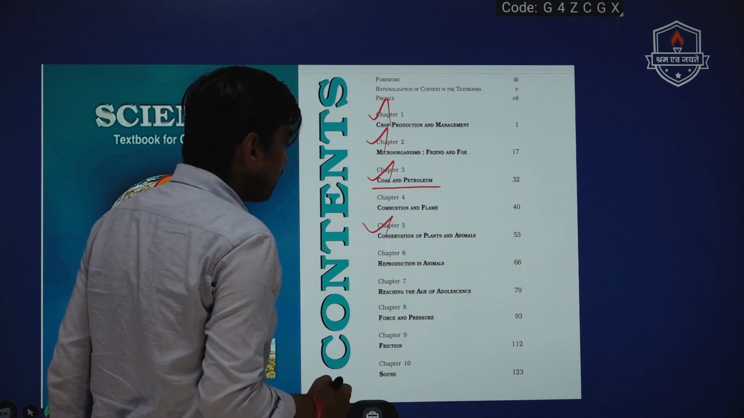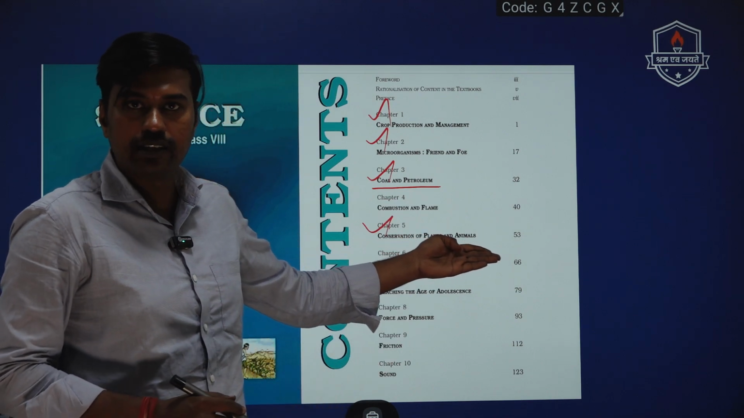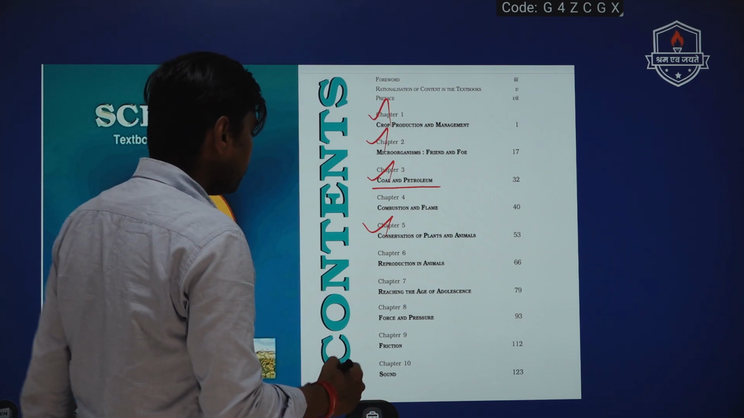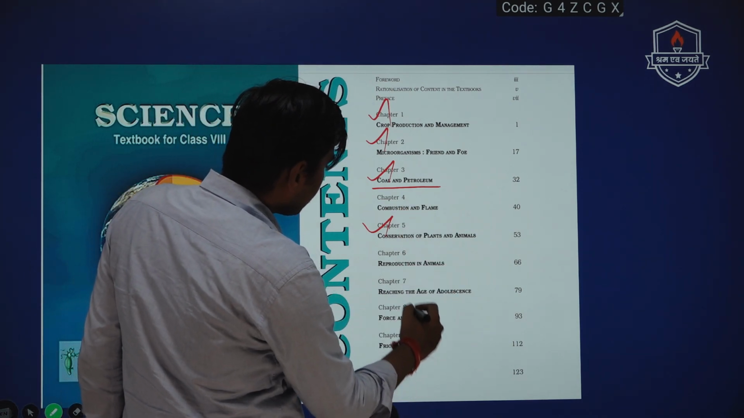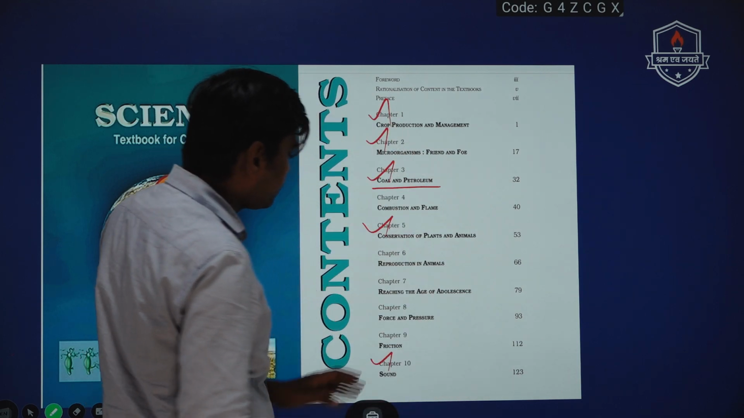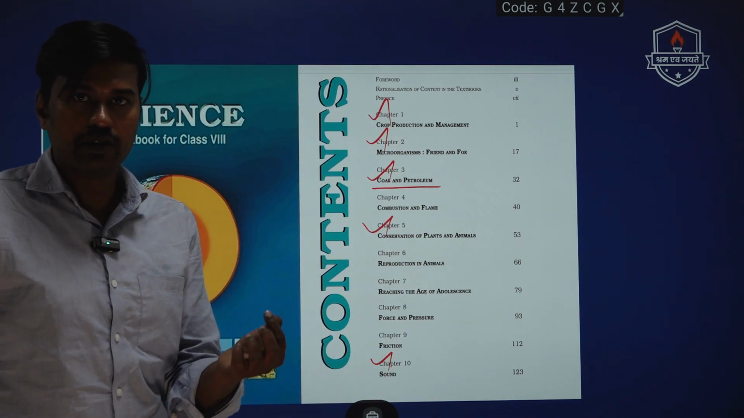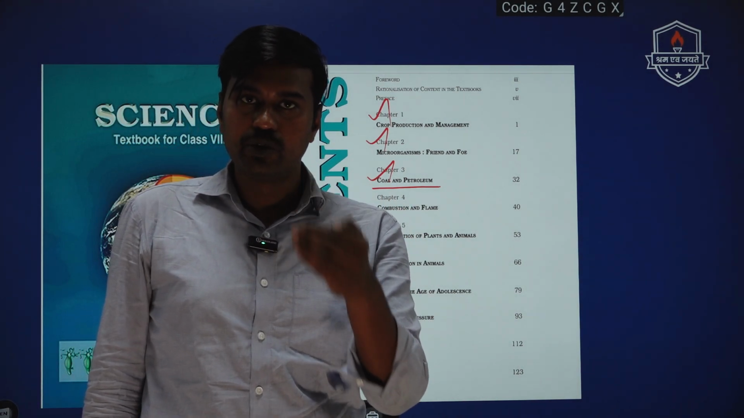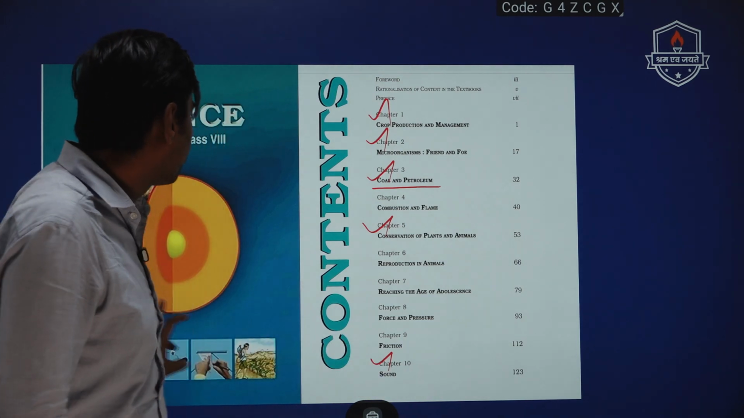Then you can read chapter number 5, because conservation of plants and animals again is very important for your environment and geography syllabus. After reading this, students can go through the remaining chapters. Chapters such as light and sound should also be studied, especially the basics related to the Doppler effect, which should be understood from this book.